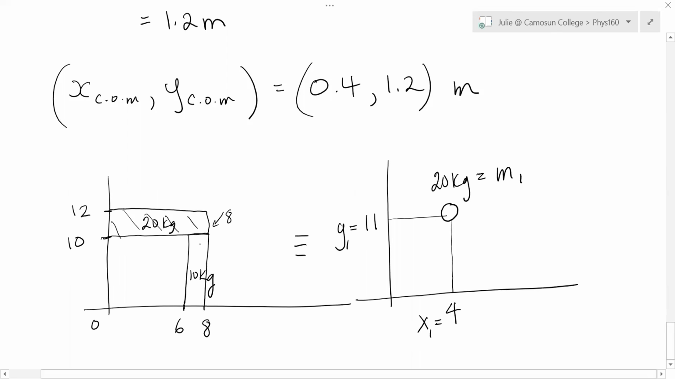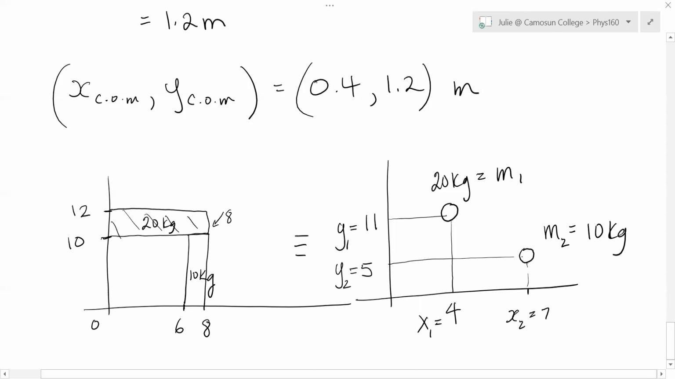Now, what about this 10 kilogram one over here? Where's it? Well, it's at 7. So X2 is at 7. That's halfway between 6 and 8. And then Y2 would be 5 because it's halfway up from 0 to 10. So it's halfway at 5. So M2 would be 10 kilograms.